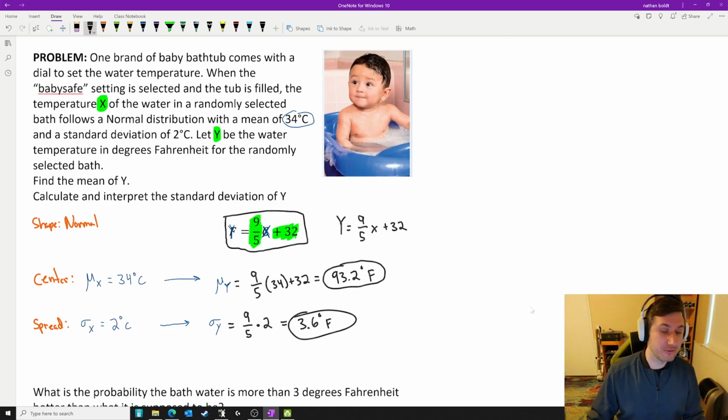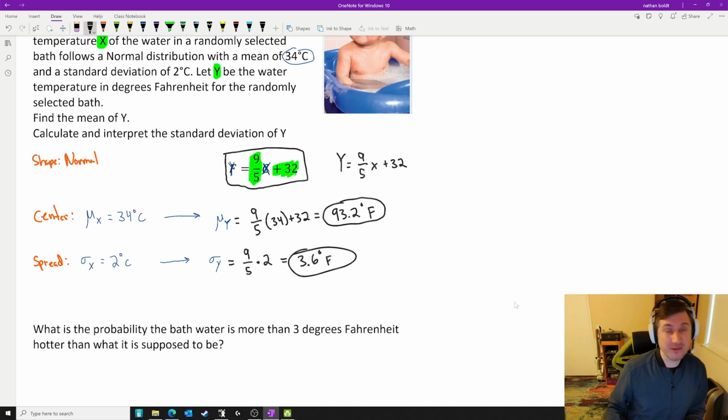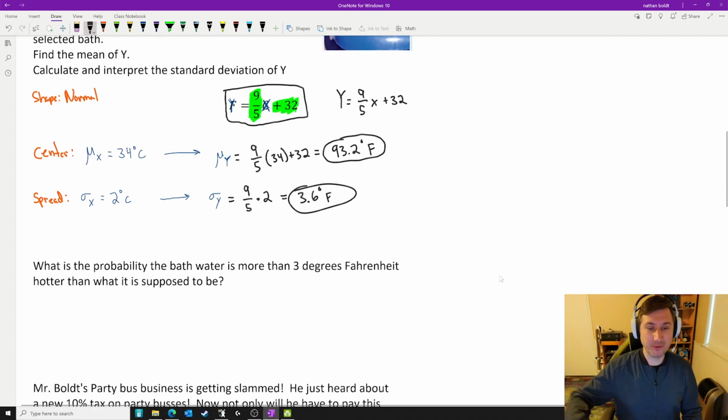I can ask you a probability question using normal CDF. It's a wonderful thing. So what is the probability the bath water is more than 3 degrees Fahrenheit hotter than what it is supposed to be? I'm assuming that it's supposed to be 93.2, right? That's where we set it. What are the chances it's more than 3 degrees hotter than that?